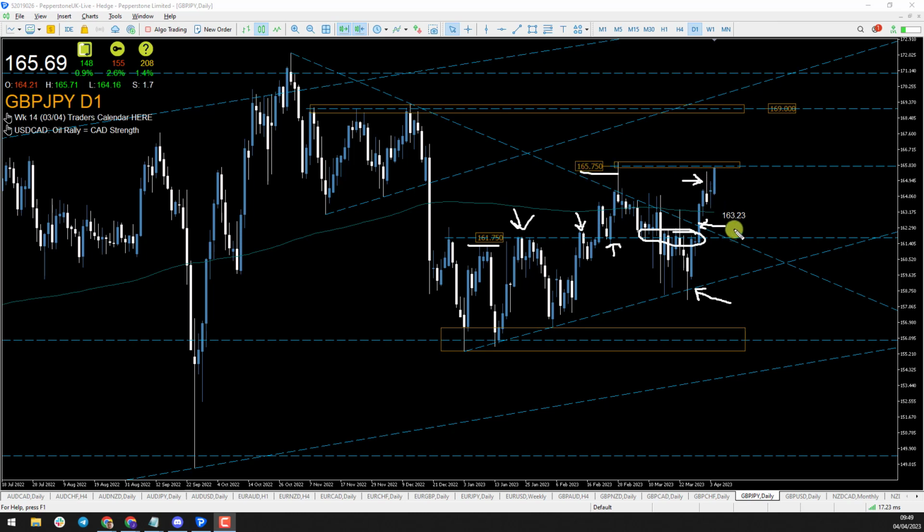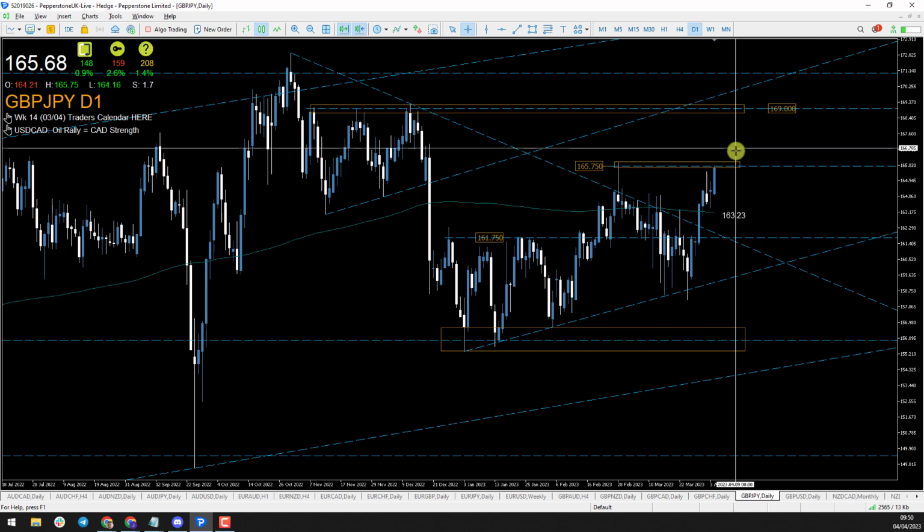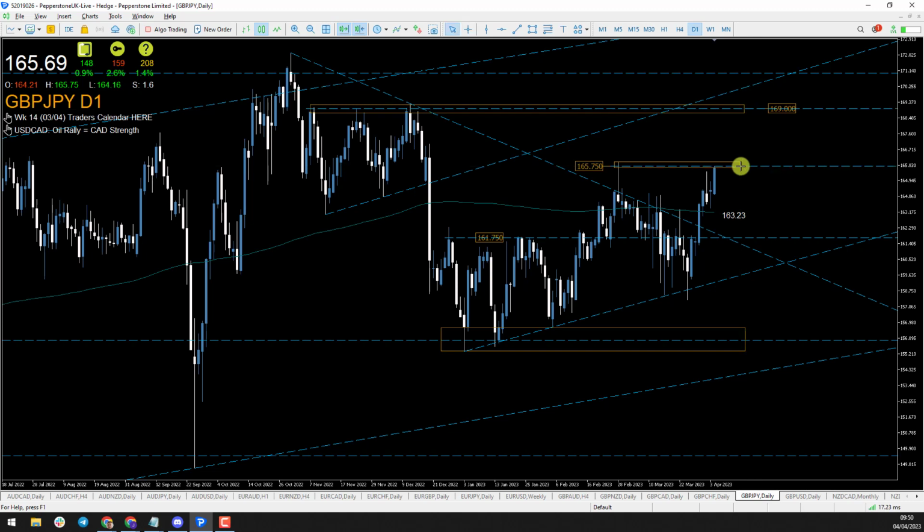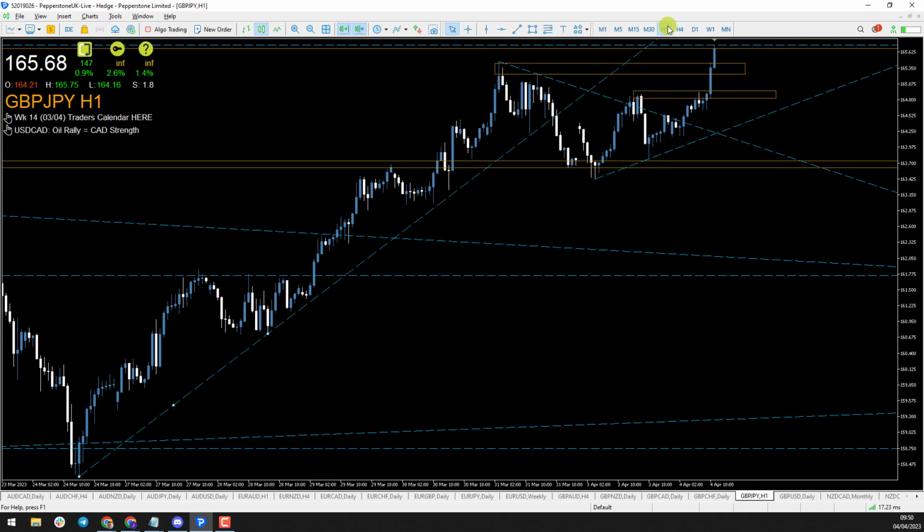Now we're back at resistance, so we've got this spike higher in here. That could have been an area of interest for sellers, or for at least buyers to try and target in the short term. So we may see some short term selling coming from this area, but I would really like to see a pullback, to be honest, because if price is going to continue higher and break this 165.75, we've got an opportunity to trade to the 169 handle. Now the 169 handle is around about 300 pips away from these highs.